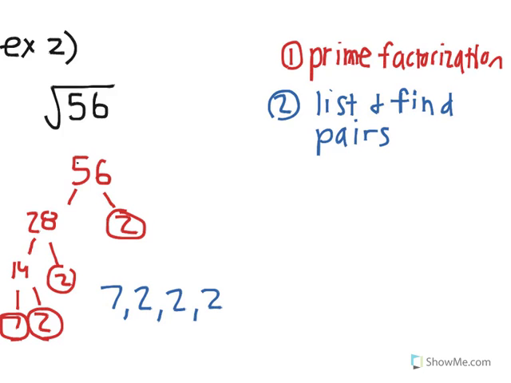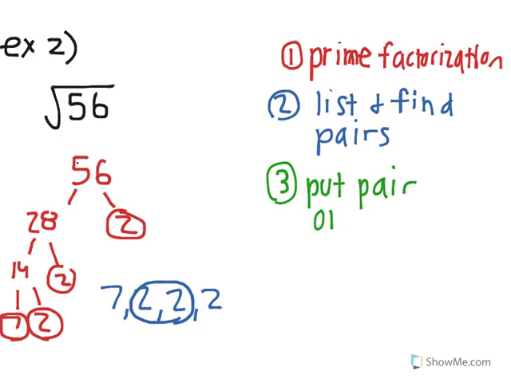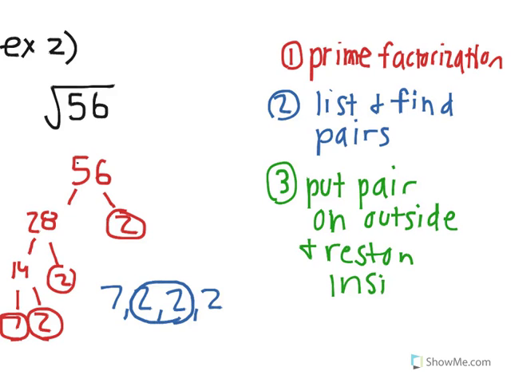So now I find my pairs. The only pair I have in a set of 2 is one pairing of 2. Now I put pairs on the outside, and everything else on the inside. So I'm going to have 2 on the outside, and then 7 and 2 on the inside.